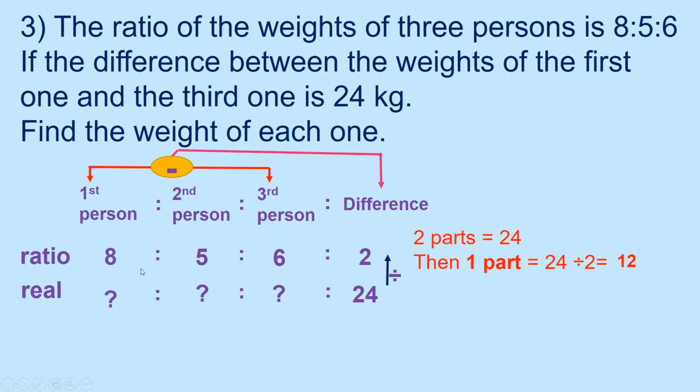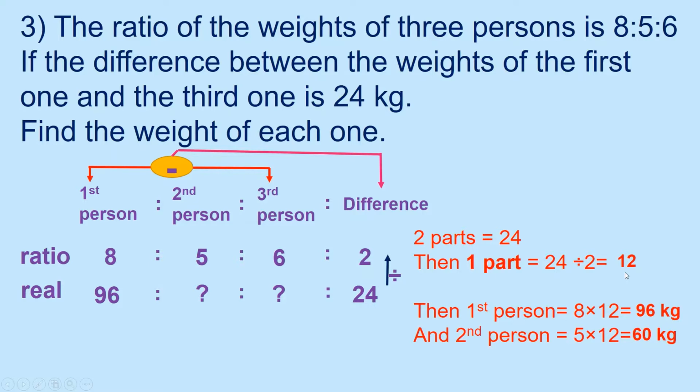So the weight of the first person equals 8 multiply 12, which is 1 part. 8 multiply 12 equals 96 kilograms. And the weight of the second person equals 5 multiply 12, which means 1 part, equals 60 kilograms. And the third person equals 6 multiply 12, which is 72 kilograms.